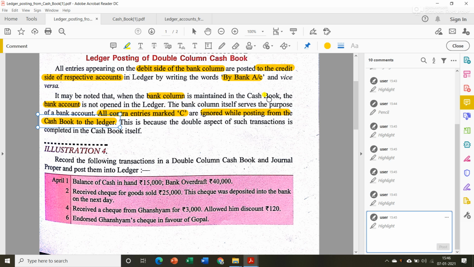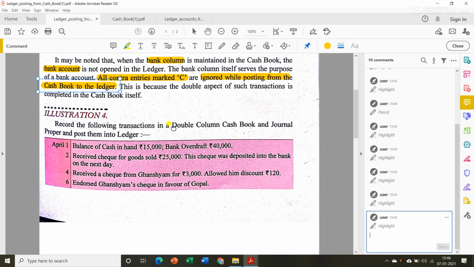Now let us see one practical question. I have taken illustration number 4. In this question we are supposed to prepare a double column cash book. Then we have to prepare journal proper as well, because there will be some transactions which we cannot record in the cash book, but we have to pass a journal entry for them. And later we have to post them into the ledger.